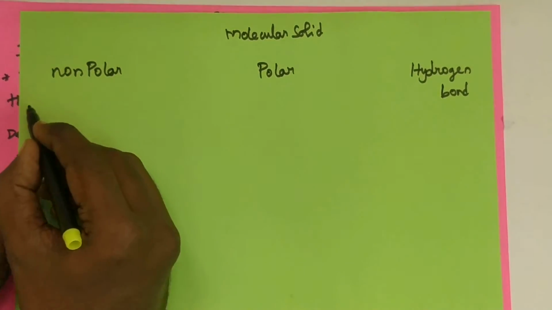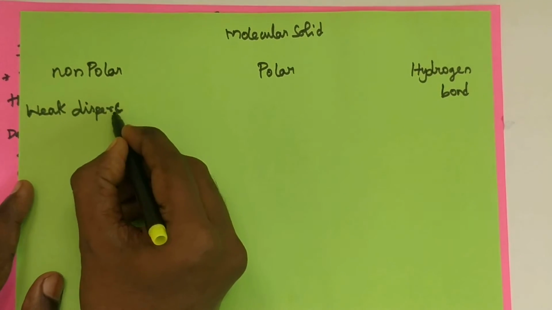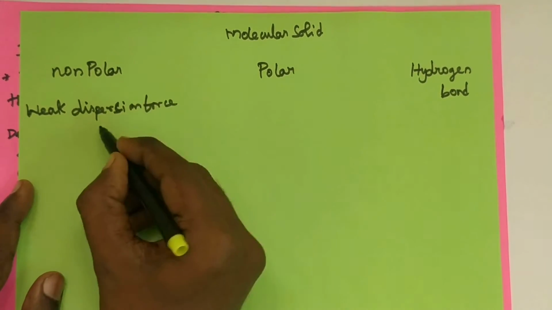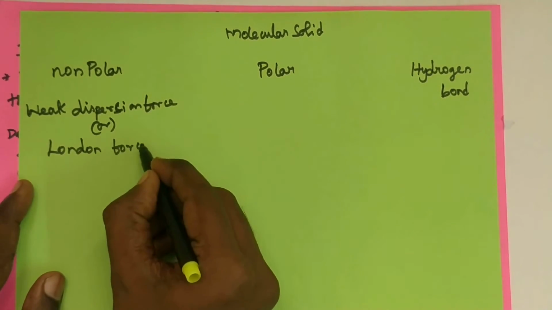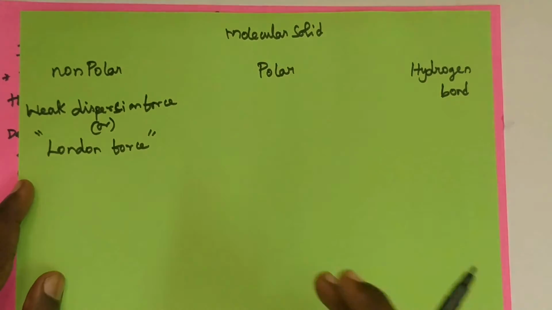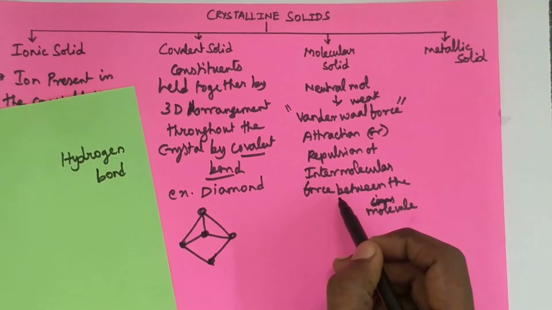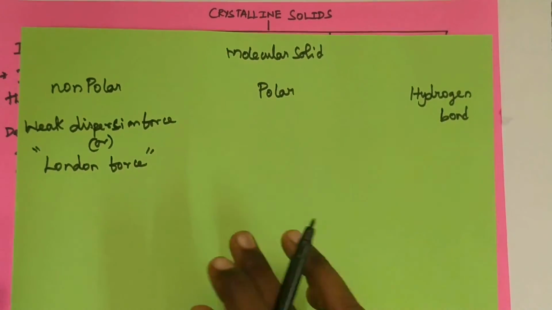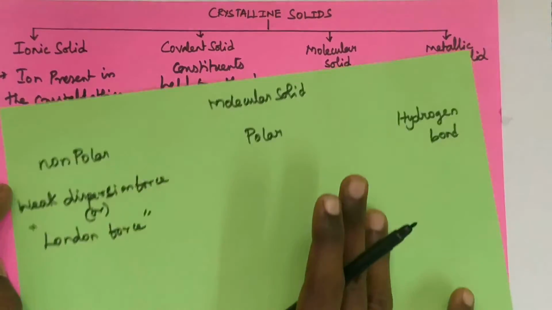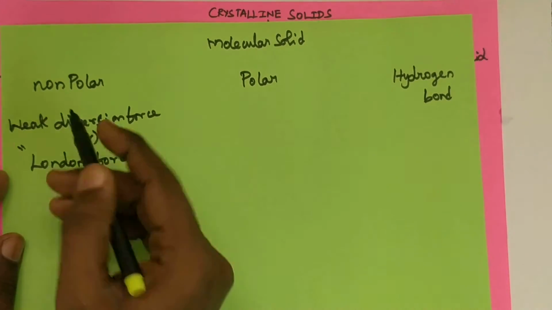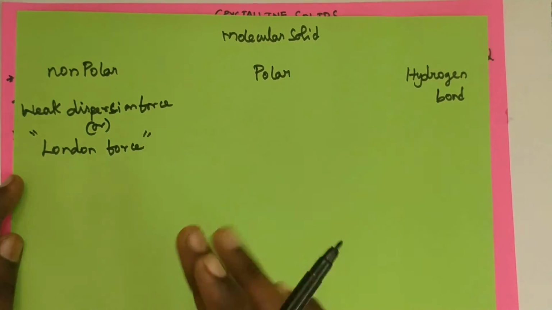Non-polar molecular solid means the constituents are held together by weak dispersion force, or, important point, London force. London force, as already mentioned under van der Waals force, means weak intermolecular force of attraction or repulsion between the molecules. That's why it is called London force. So in non-polar solids, constituents are held together by weak dispersion force or London force.